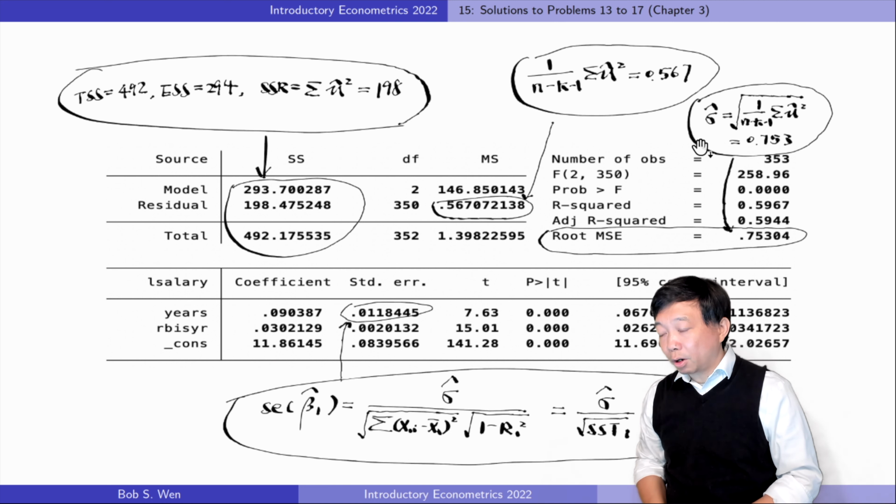At the lower part of the window, we see the estimated coefficients and their standard errors, along with the t-statistics, the p-values, and the confidence intervals.